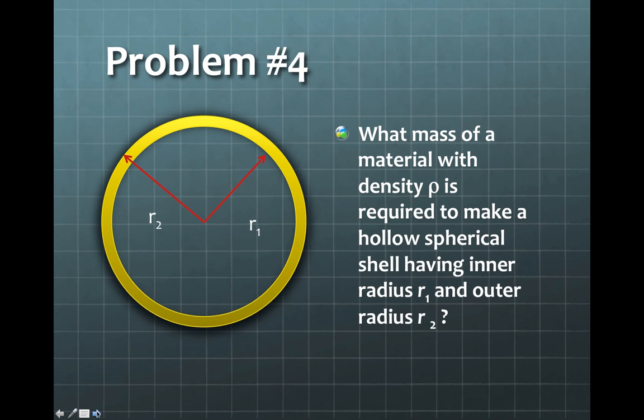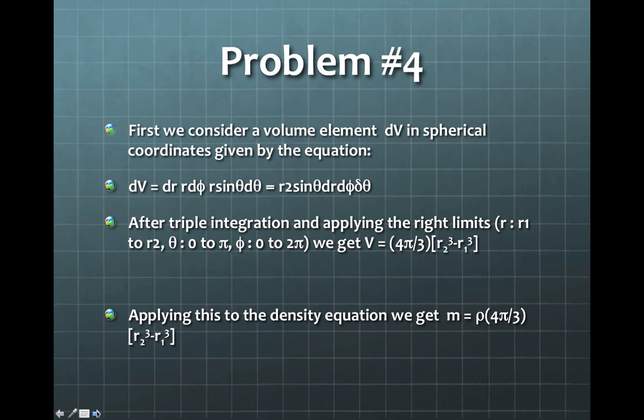Problem 4 is quite similar to the previous problem, except that we are tasked to determine a solution that is symbolic. So we'll be using calculus in order to solve this. To solve this problem, we consider a differential volume element dV represented in spherical coordinates, given by the equation as shown in this slide.